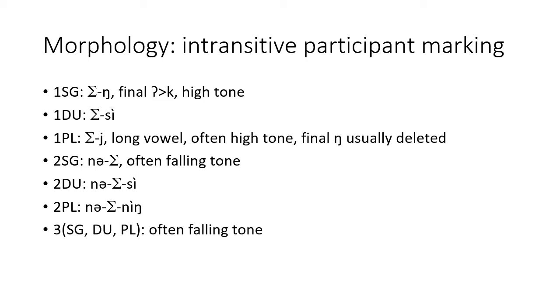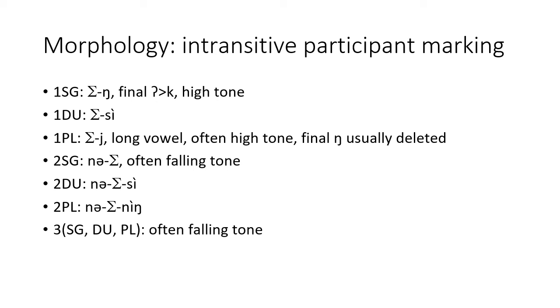Now we're going to look at other participant marking morphology. This is the basic intransitive participant marking paradigm. We have first person singular, the basic suffix is nga, first person and second person dual, suffix si, first person plural, suffix ya, and second person plural, suffix ning, and then of course with all the second person forms you have the prefix na, which we just talked about.